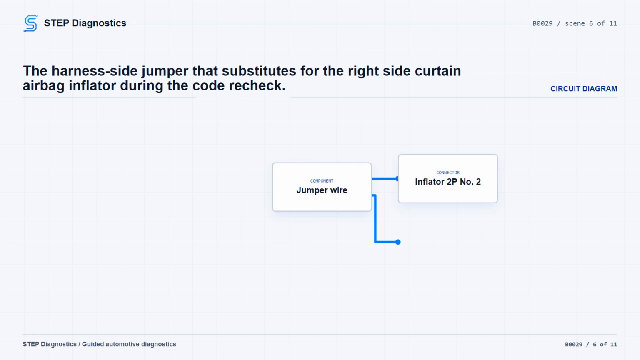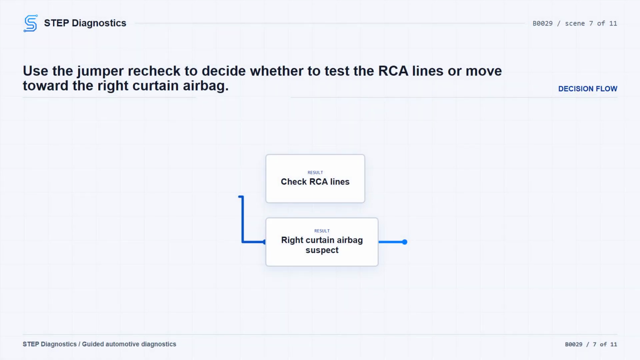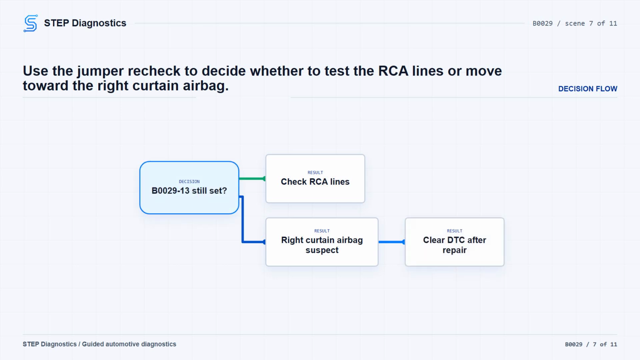Reconnect the negative cable to the 12-volt battery. Clear the DTCs with the HDS. Turn the vehicle to the on mode. Wait for 10 seconds and check for DTCs again. If B0029-13 is still indicated, move on to checking the RCA plus and RCA minus lines for an open. If the code is not indicated after this jumper check, the path points to a faulty right side curtain airbag inflator. Replace the right side curtain airbag, then clear the DTC.